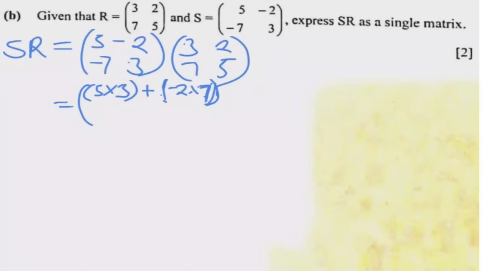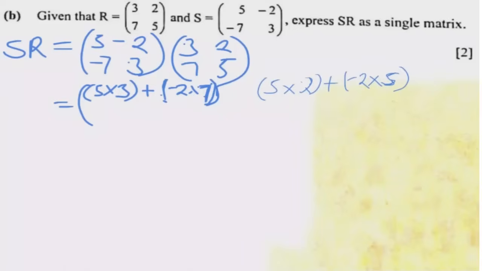Next, again we multiply the same top row by the second column in the second matrix. So we have open bracket, 5 times 2, close bracket, plus negative 2 times 5, then close bracket. Then we come down again.